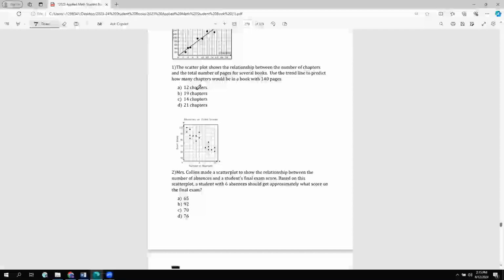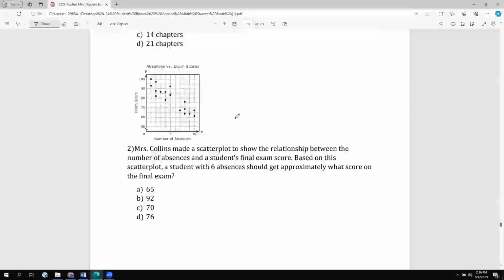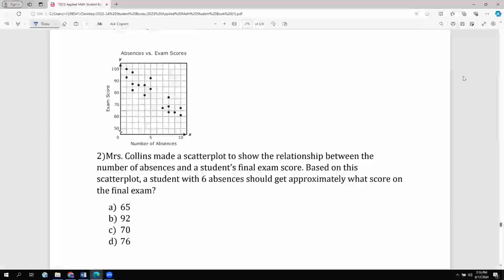Okay, let's start right here. This is a nice way to start this. So scatter plots. This is a scatter plot. And the word scatter, what it means is that it just shows data points all over the place.